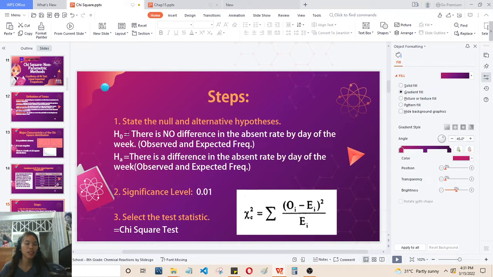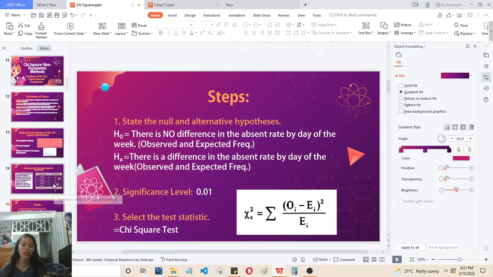So for our null hypothesis, it is there is no difference in the absent rate by day of the week for observed and expected frequencies. And for our alternative hypothesis, there is a difference in the absent rate by day of the week for observed and expected frequencies. Step 2. Significance level.